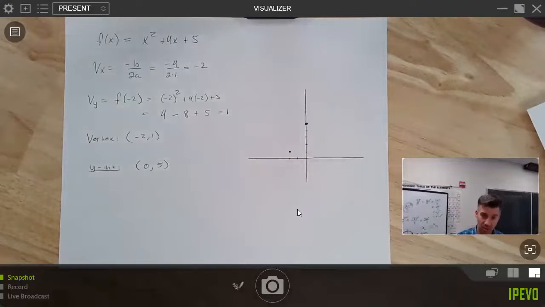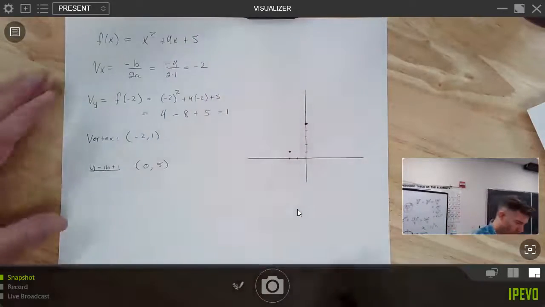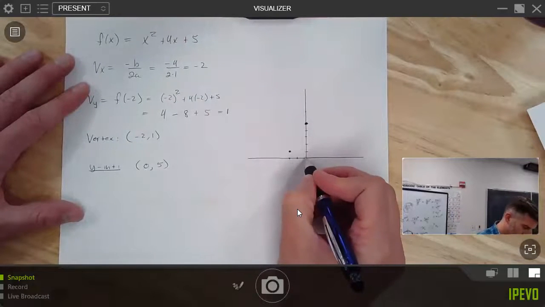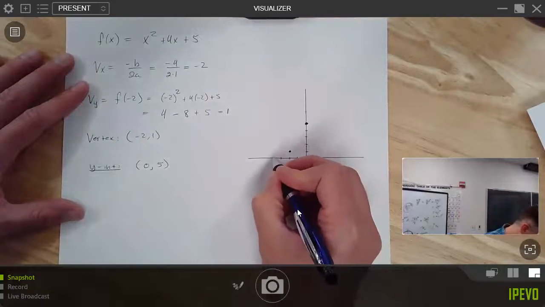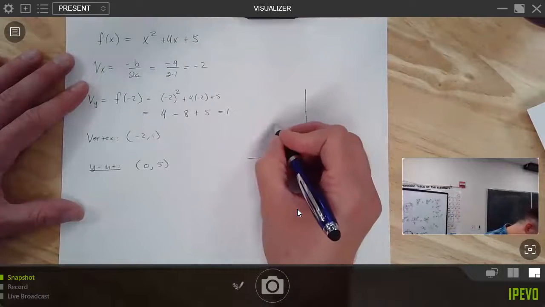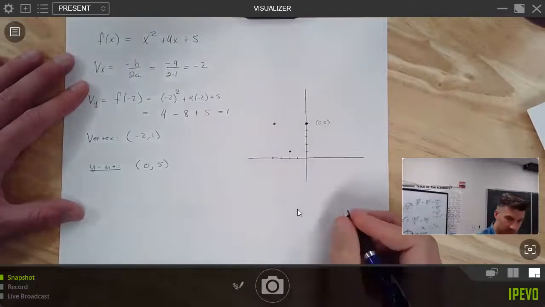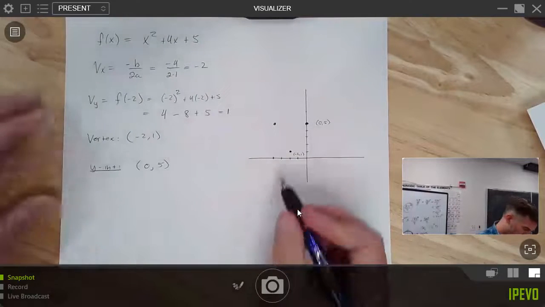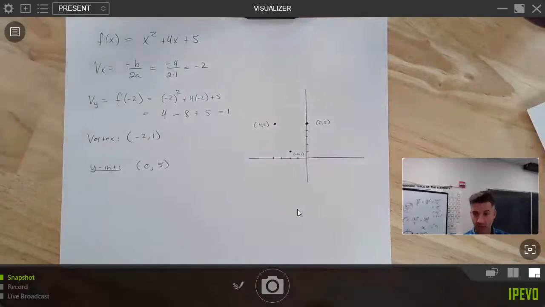So what I typically do, if I only have a vertex and a y-intercept, is I like to reflect the y-intercept across the axis of symmetry. So I know that there's symmetry about this point. If I go 2 to the right, I'm up to a height of 5. The same thing should be true if I go 2 to the left. I should be up at the same height. So if 0, 5 is my y-intercept and -2, 1 is my vertex, then if I go 2 more to the left, I should have a point that has the same y value, -4, 5.